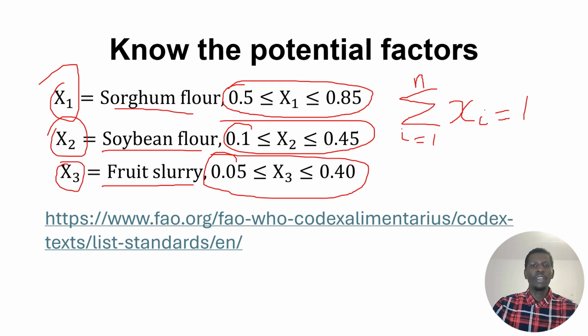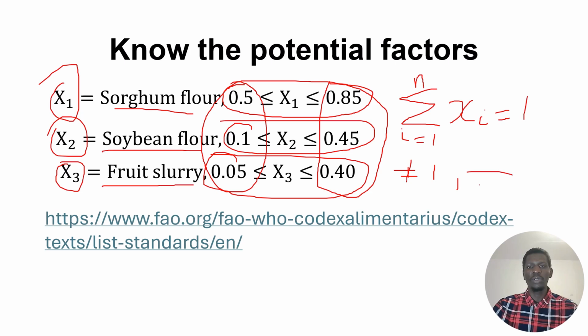For example, this means that the upper limit of these factors can never be combined together, because 0.85 plus 0.45 plus 0.4 is not equal to 1. It's not equal to 1. Then 0.5 plus 0.1 plus 0.05 is not equal to 1.